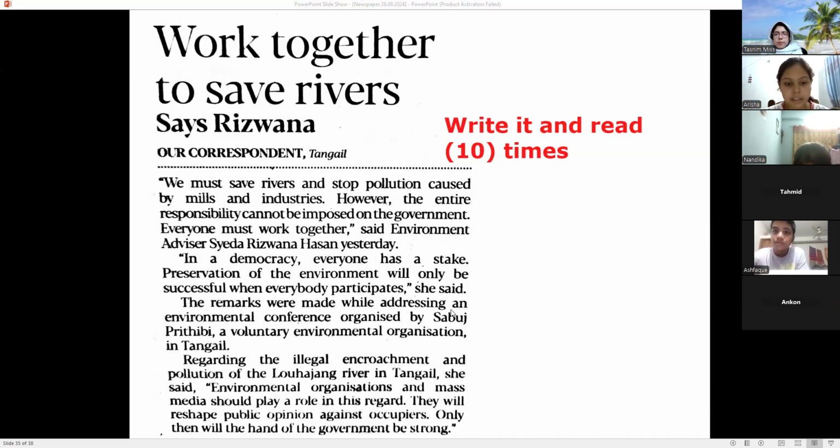The illegal encroachment and pollution of the Lohajang River in Tangail. She said environmental organizations and mass media should play a role in this regard. They will reshape public opinion against occupiers. Only then will the hand of the government be strong. Thank you, Miss. Okay, thank you.